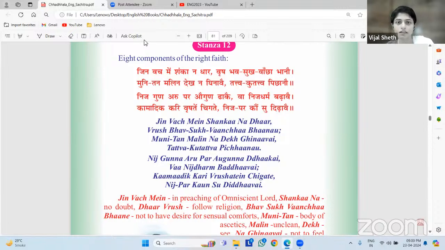In the same way, these eight components are like the body parts of right faith. Now, if there is dosh in either one, it is not necessary that Samyak Darshan will go away, but its glory, its shobha will be diminished. So these eight angs are quite important, and Samyak Drashti Jeev are quite vigilant about all of these, and they follow this path. So the first one is Ni Shankit Ang.